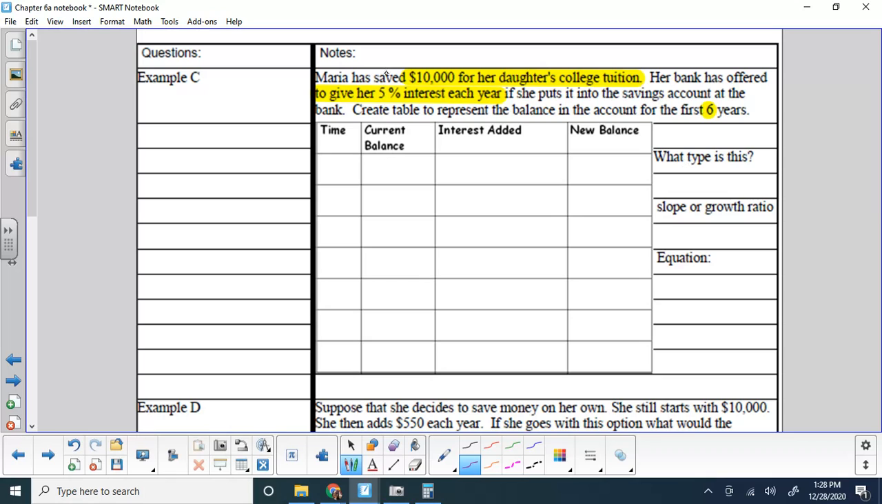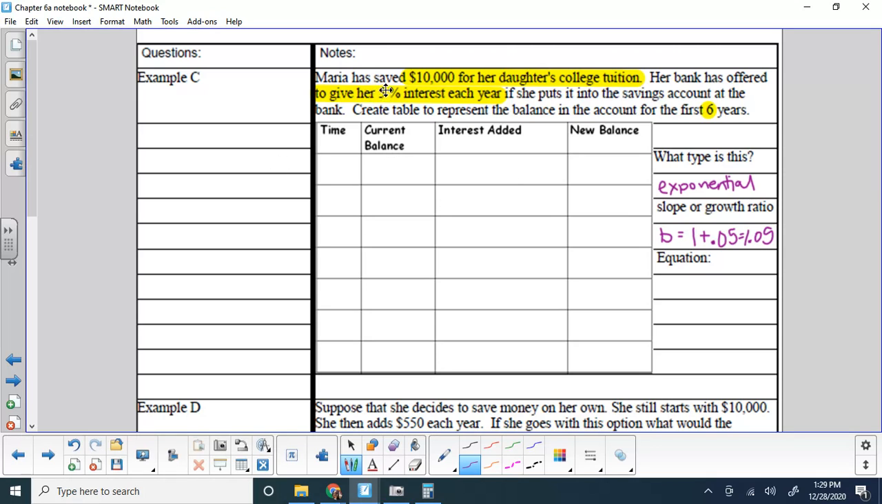Now, because it's a percent or an interest, it implies that this is going to be an exponential equation. So exponential happens when we're dealing with an interest. Our slope or growth ratio is going to be the B value. And so in this case, our B value is going to be, she gets to keep all $10,000, but she also gets 5% more. So I'm going to add on 1 plus 0.05 to give me 1.05.